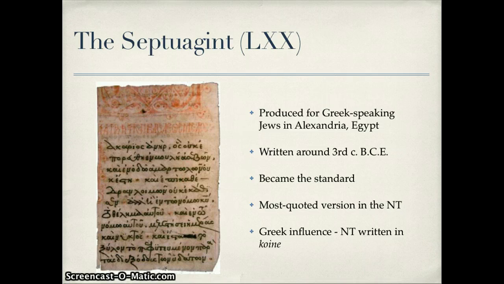This Bible was produced for Greek-speaking Jews who lived in Alexandria, Egypt, which was then one of the world's largest centers of literary and scientific research. This version of the Hebrew Bible, which is abbreviated with the Roman numeral 70, was written around, the writing actually started around the 3rd century BCE and was completed around the 1st century CE. It became the standard biblical text for Jews throughout the Greco-Roman world and is the version quoted most frequently in the New Testament.